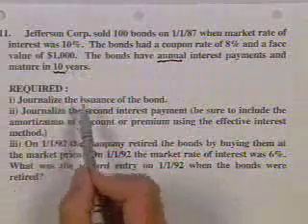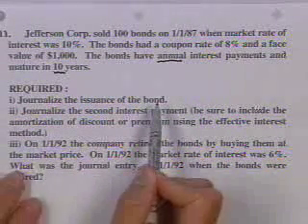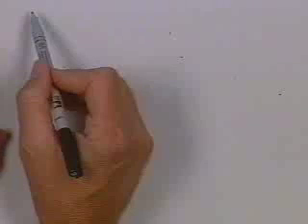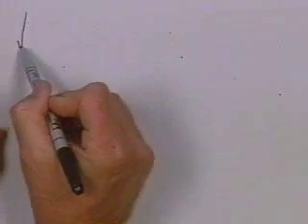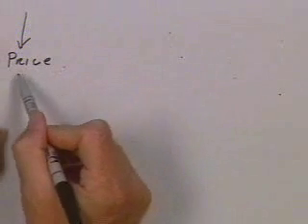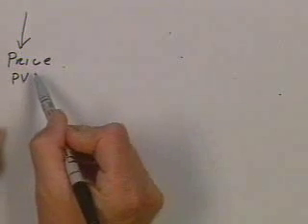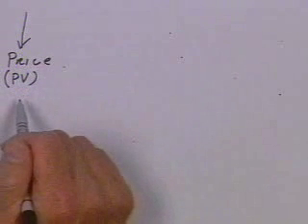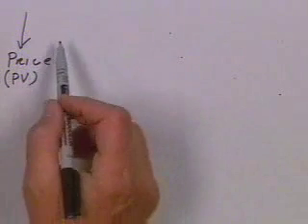First, journalize the issuance of the bond. In order to do that, we need to know what the price was. In order to know what the price was, we need to do a present value calculation. So the value of a bond, what does a bond look like? The price of a bond is equal to the present value of the cash flows. So the economics is that price is equal to the present value of the cash flows.